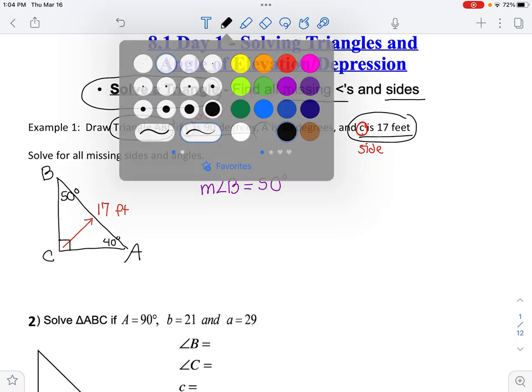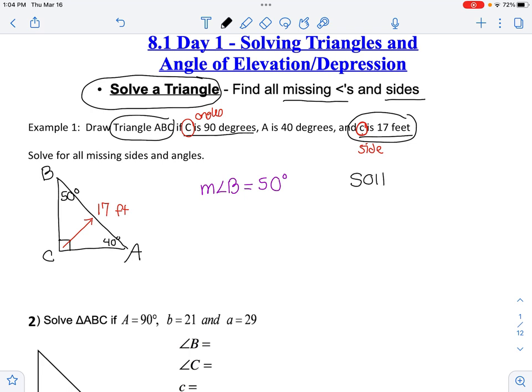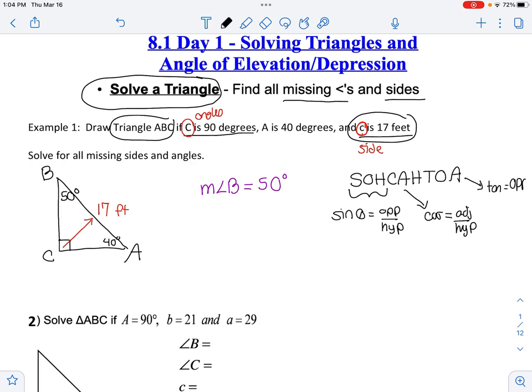This is where we need to remember back in geometry when you learned SOHCAHTOA. As a reminder, this represents that the sine of the angle is the opposite over the hypotenuse, the cosine of the angle is the adjacent over the hypotenuse, and the tangent of the angle is the opposite over adjacent. So for each problem, we need to figure out which side we want to work with. For example, let's say I wanted to find this side first.